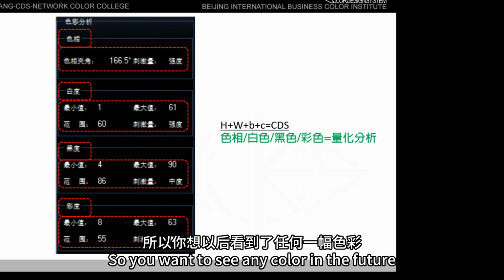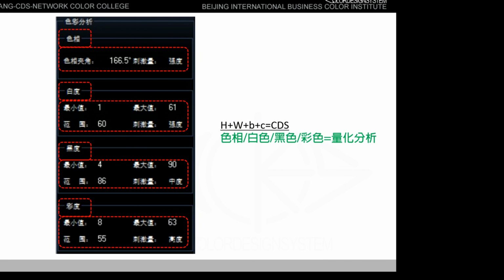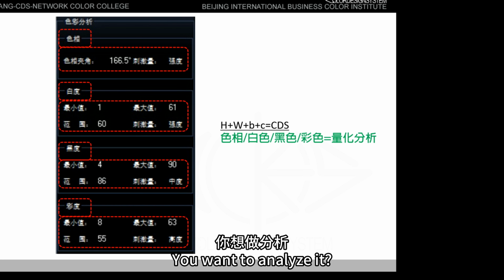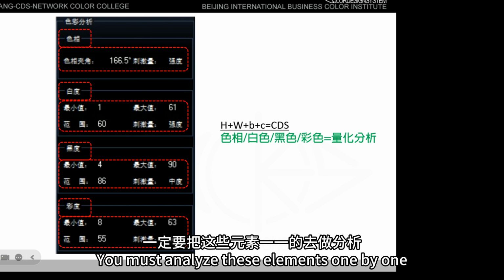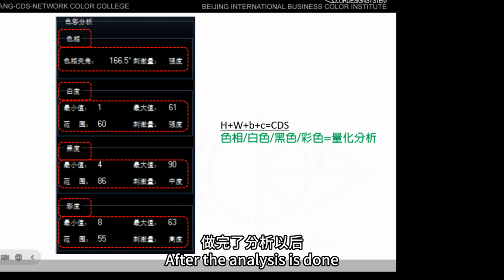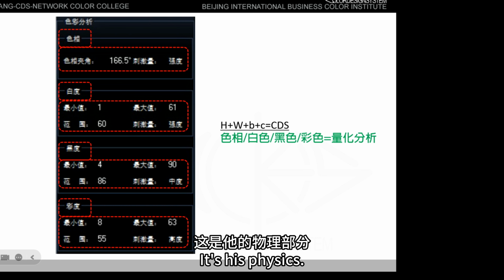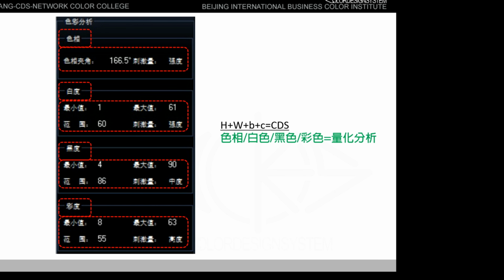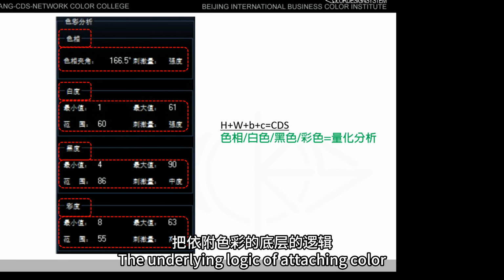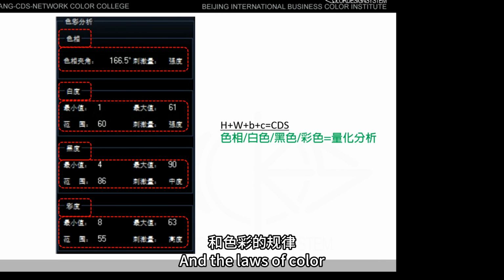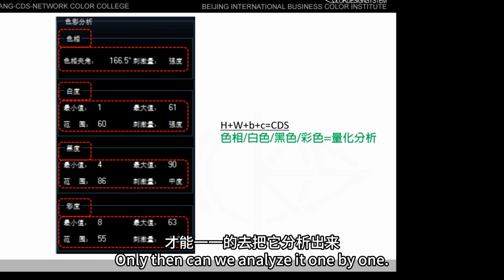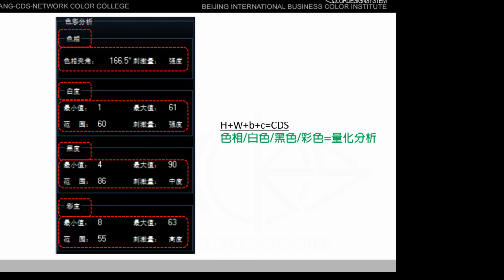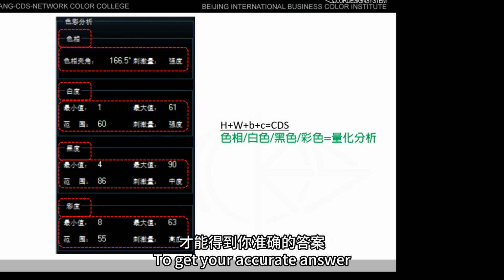Only with this data can we fully analyze the color. So if you want to analyze any color in the future, you must analyze these elements one by one. After the physical analysis is done, you then have to do a psychological analysis, covering the underlying logic of color and the laws of color. Only then can we analyze it one by one to get your accurate answer.